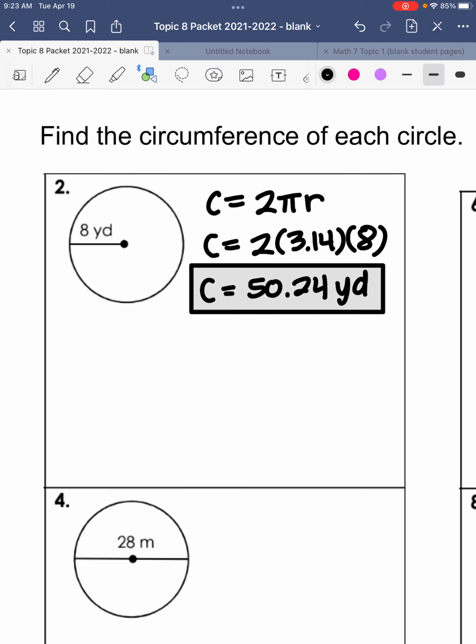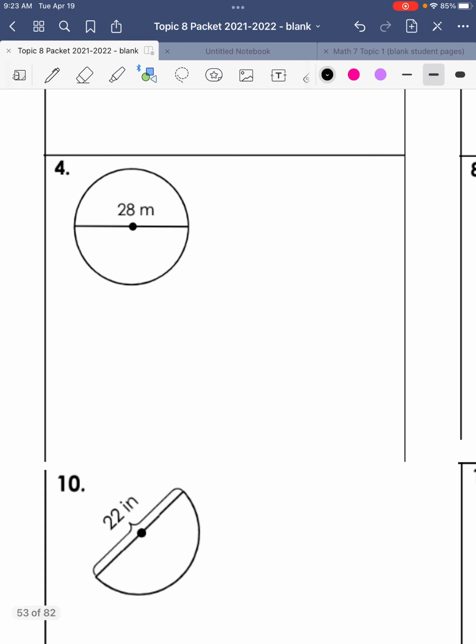Okay, let's look at number 4. This time I've been given a diameter, and I'm going to stick to using the same formula, C equals 2 times pi times the radius. So I need to figure out what my radius is. Well, I know that my radius goes from one edge to the center. So it's half of the diameter. So if the diameter is 28, the radius is half of that. 28 divided by 2 is going to be 14.